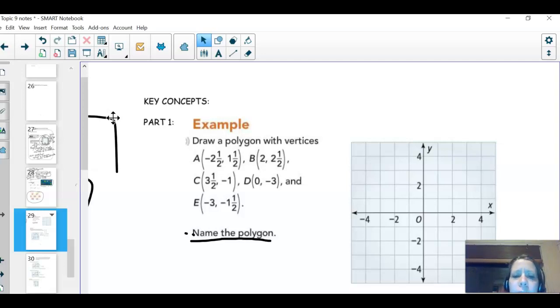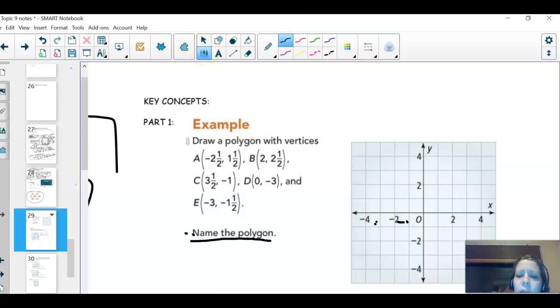So I see A is -2.5. These are each going up by 1. So I have -1, -3. So -2.5, I'm going to go to the left, va a mover a la izquierda, and that would be right here. Then I'm going to go up, arriba, 1.5. Es aquí. Okay? That's A. Este es A. Lo siento. Este es un poco difícil a mi computadora.